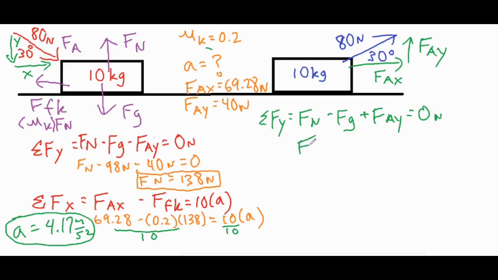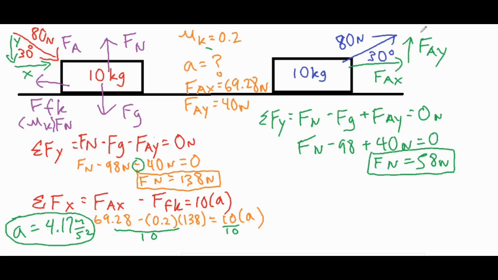So our Fn is still unknown. Our Fg is still 98 newtons, mass times 9.8. And then this time we're going to add the 40 newtons as opposed to the first one where we subtracted it right over here. Okay, so that equals 0. So this time our Fn is going to drop quite a bit, and it's going to be 58 newtons. And as I said before, the Fay is helping the normal force support the mass so that the normal force doesn't have to work quite as hard pushing upwards perpendicular from the surface. Now let's go ahead and work out our second part.